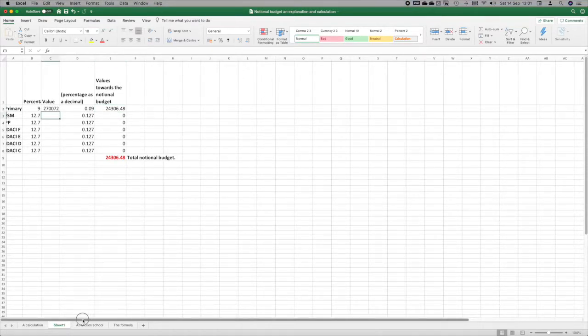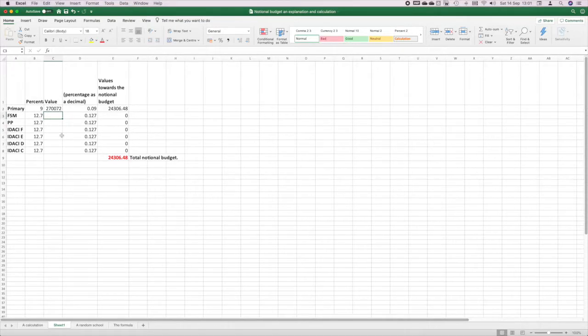If I go to free school meals, why's my screen jumped over there? There we go. If I go to free school meals, you remember there was only 12 pupils, so that was £5,297.